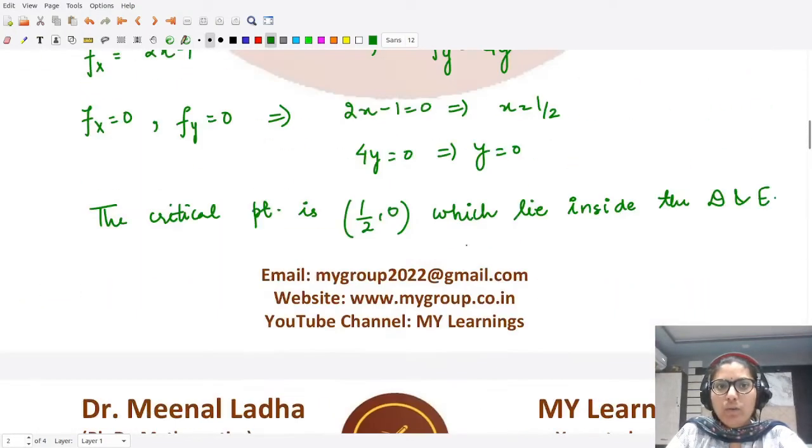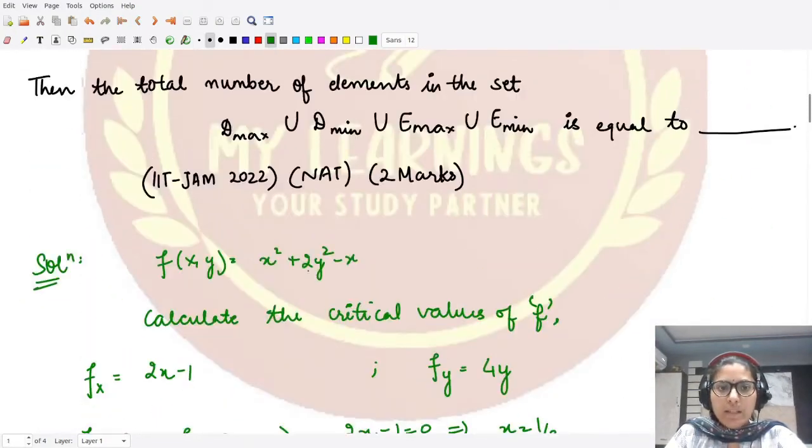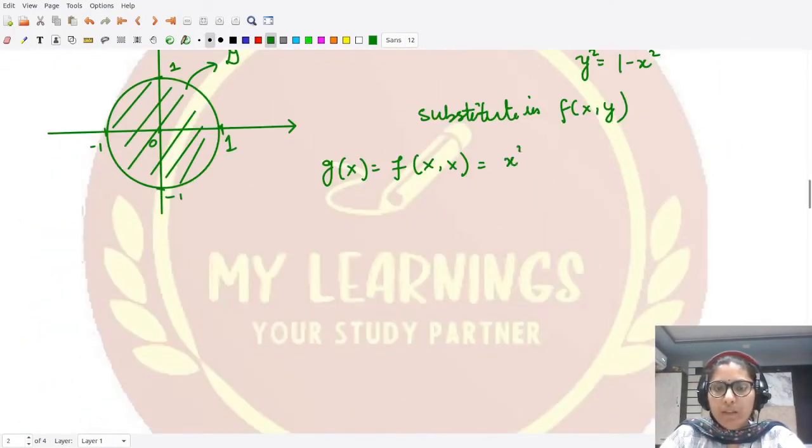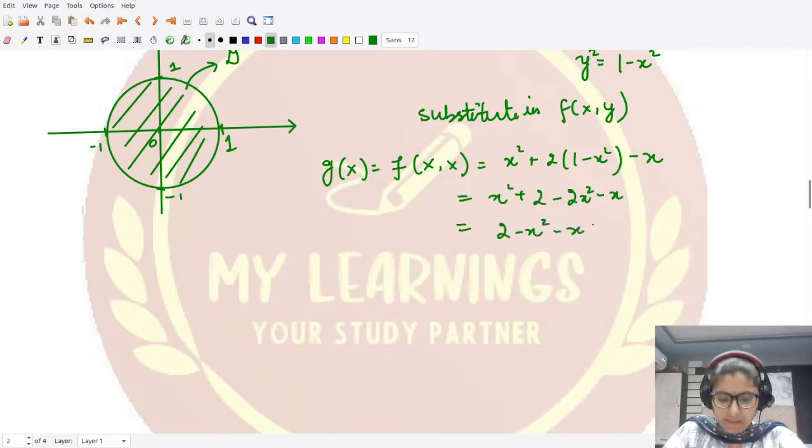So what was your function f? It was x square plus 2y square minus x, right? So here, in place of y square, we will be writing 1 minus x square, minus x as such. So you can solve this: x square plus 2 minus 2x square minus x, which equals 2 minus x square minus x. So this is your function g of x. Now we have obtained our function from 2 variables to 1 variable.